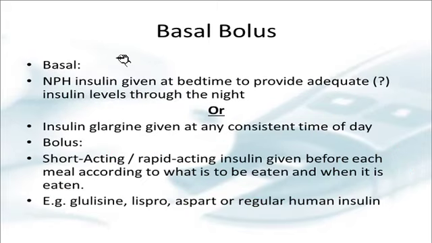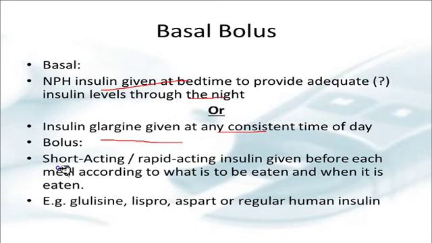Now, you can use NPH insulin given at bedtime as the basal insulin. But this does not provide adequate insulin levels at night sometimes, or in some cases it will overprovide insulin requirements at night, leading to nocturnal hypoglycemia and morning hyperglycemia as a result. Insulin glargine, which must be given at a consistent time of the day, is the preferred one. The other one can be insulin detemir or insulin degludec if required.